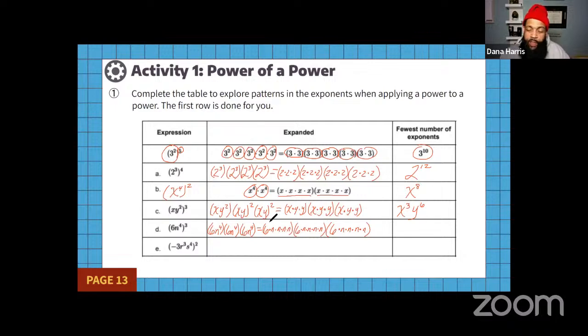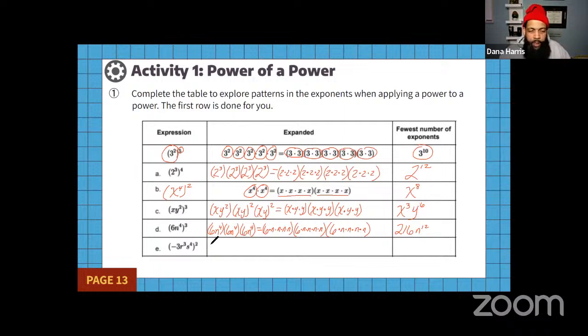All right, so now we've got to do 6 times 6 times 6. Well, 6 times 6 times 6, I believe, is 216. So you can't forget to multiply that coefficient. And then I have n, and how many n's do I have? 4, 5, 6, 7, 8, 9, 10, 11, 12. So 216n to the 12th power.